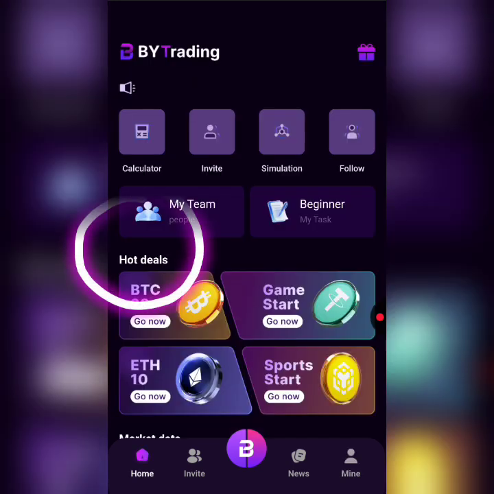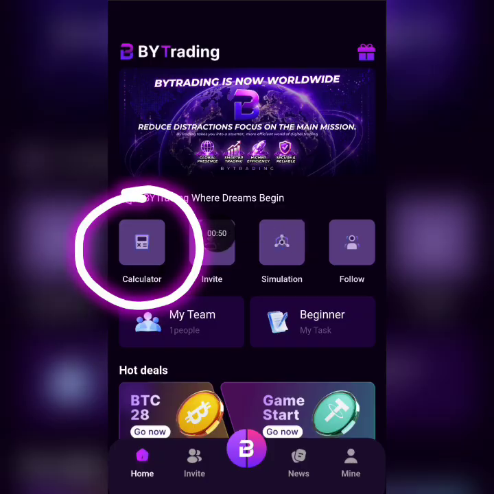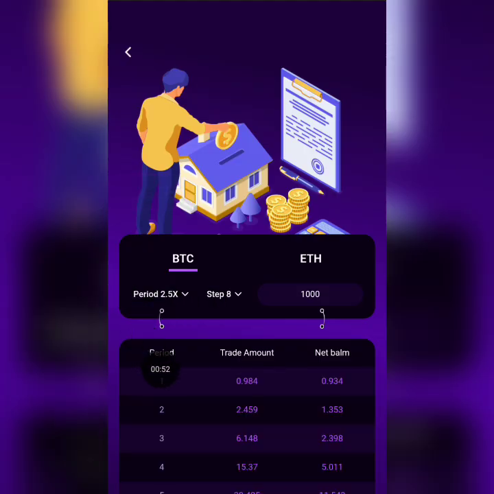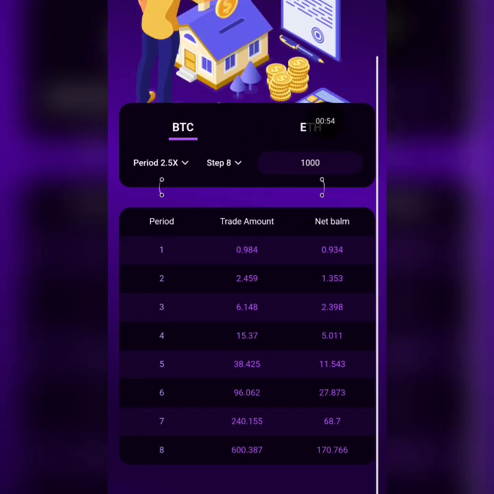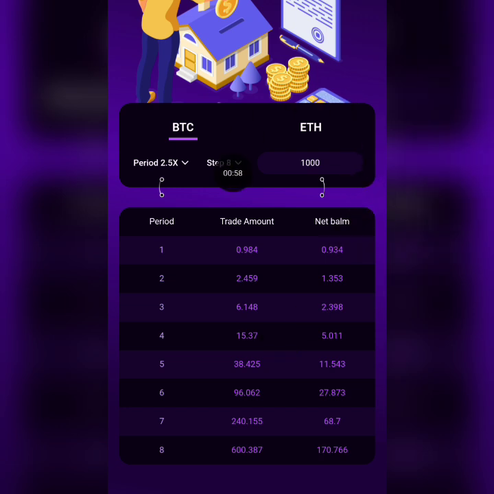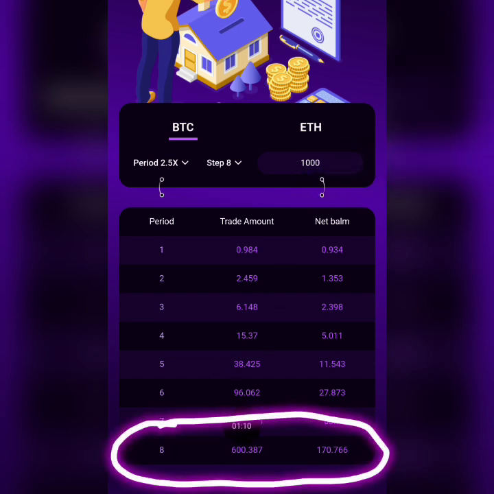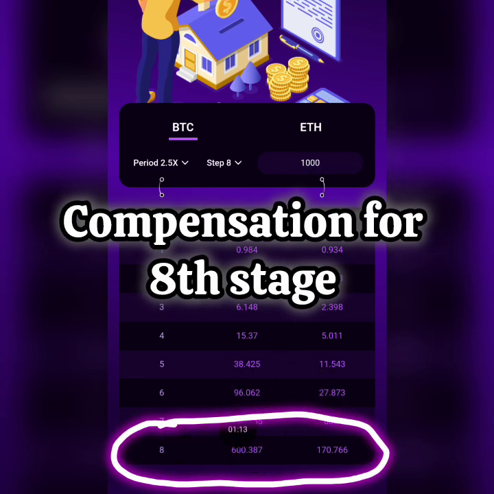If you come to your home page here and click right here where you have calculator, you have your calculator right here. It might be set for you this way. Now there's an advantage of using this calculator. The advantage is that if you use this calculator and have consecutive losses up to the 8th stage right here, you get compensated the amount you lost on the 8th stage.